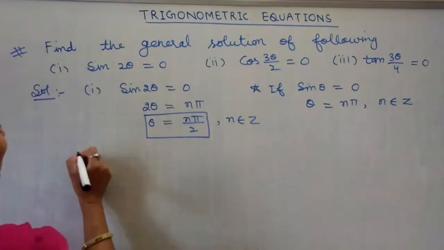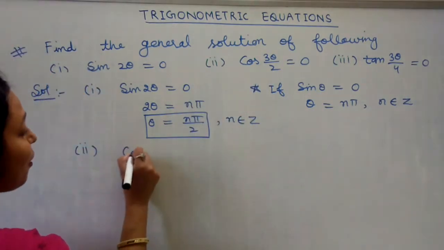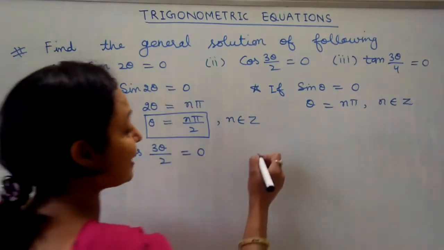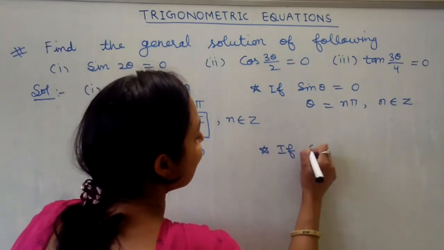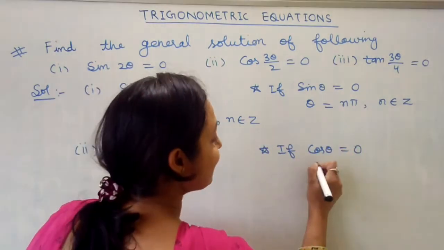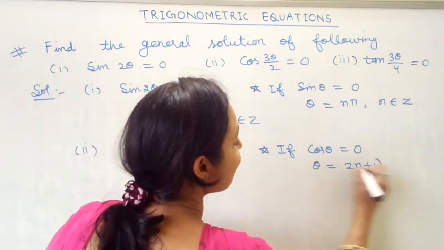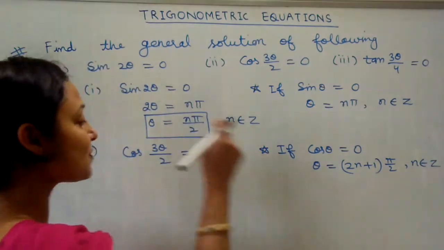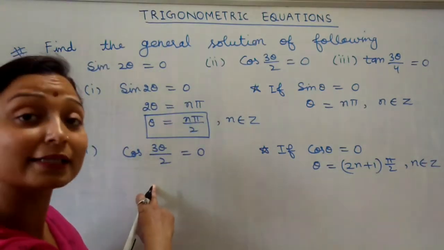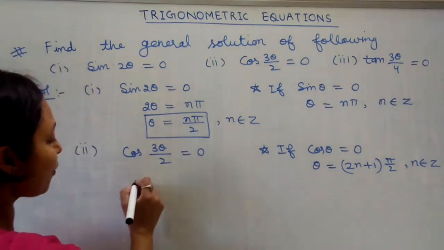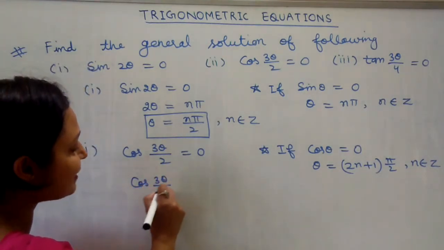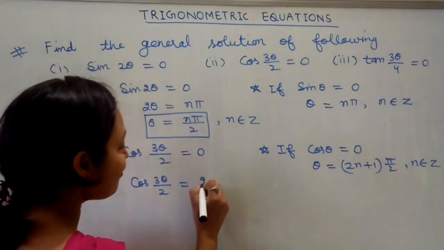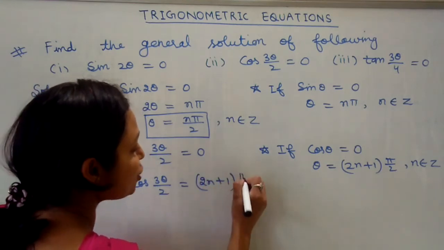Okay, come to the second part. What is the second part? That cos 3 theta divided by 2 equals to 0. You all know the second formula: if cos theta is equals to 0, then theta is equals to (2n plus 1) pi by 2, and n belongs to integer. I will use this formula to find the general solution. Cos 3 theta divided by 2 is equals to 0. What is the value of 0? (2n plus 1) into pi by 2.